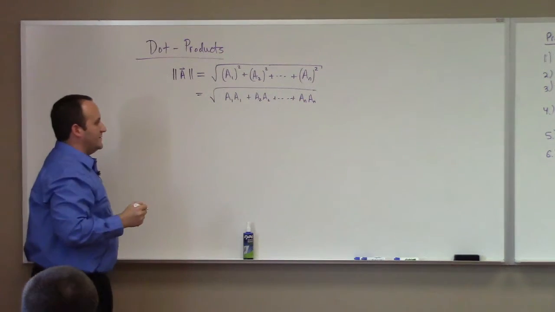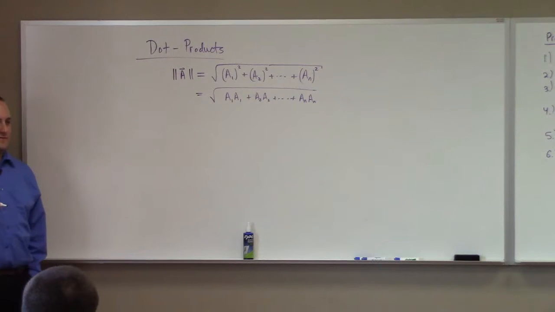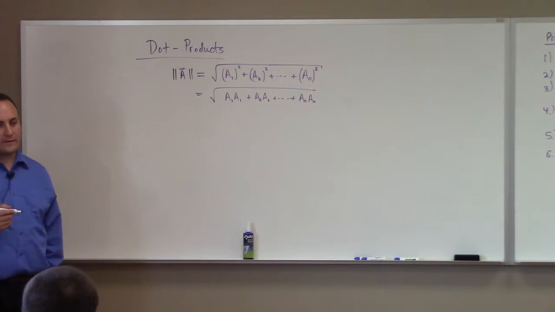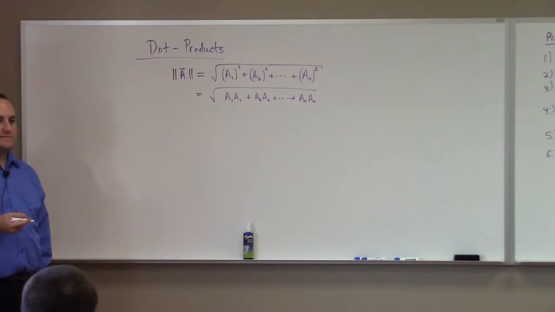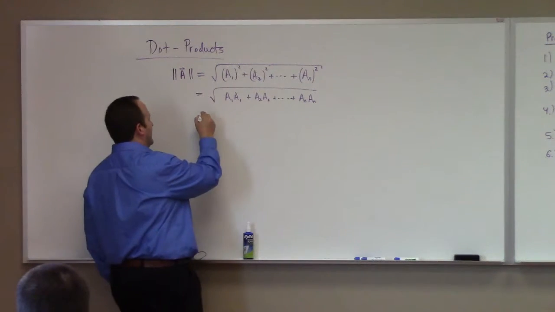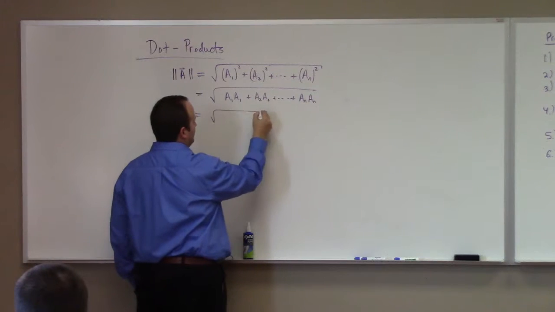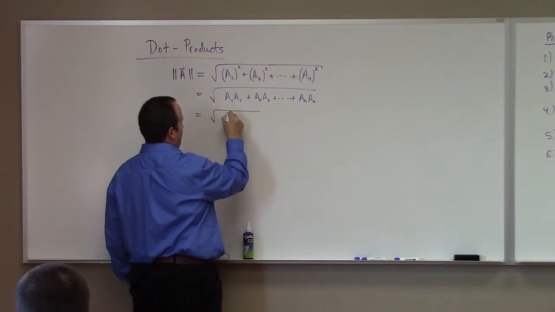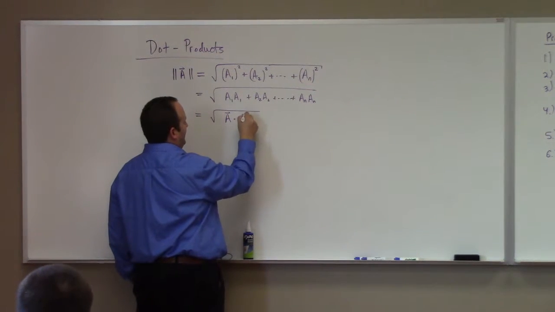A smarter professor would have done this for 2 dimensions. Save me some writing. What is that? Yeah. The square root, and when you say the vector multiplied by itself, what do you mean by that? Exactly, yeah.